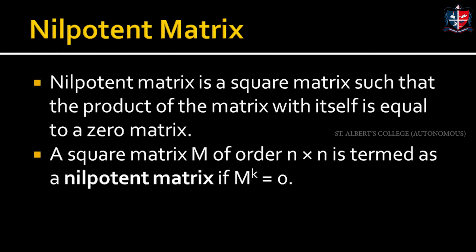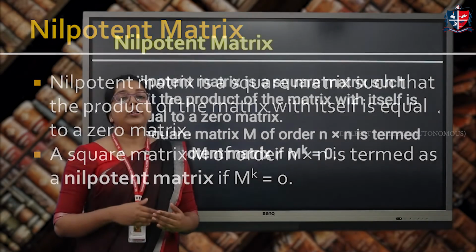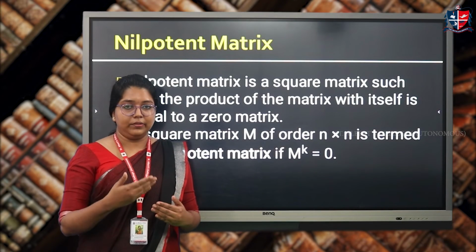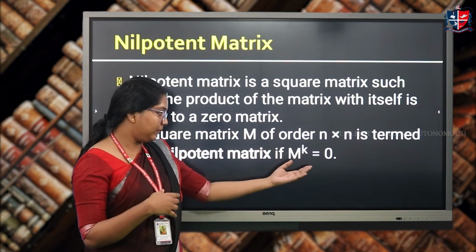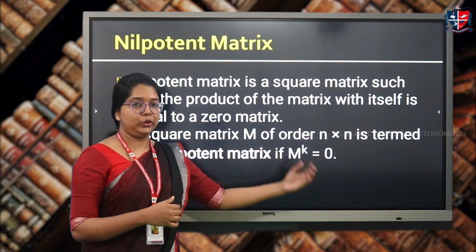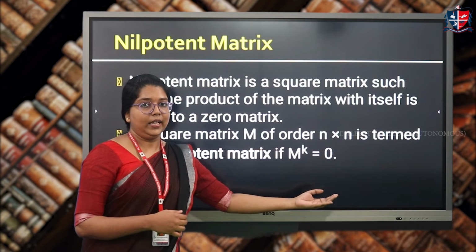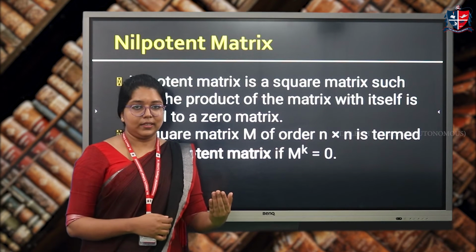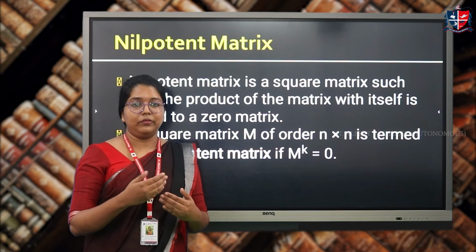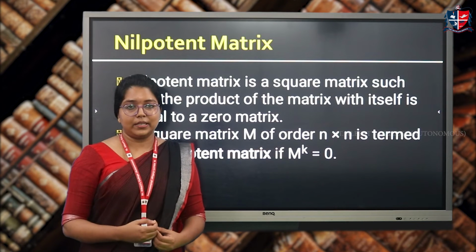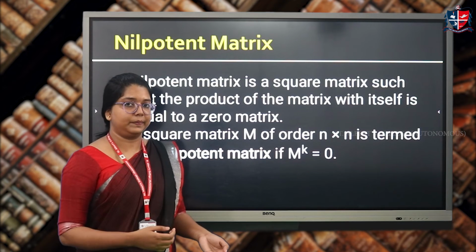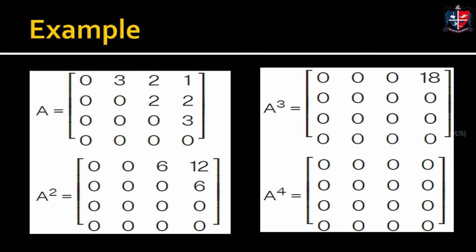The next type of matrix we are going to discuss is the nilpotent matrix. A nilpotent matrix is a square matrix which, upon multiplying with itself, that is, we take a matrix M, then we take M square, M cube, etc., until we get a zero matrix. If we get such a result, that matrix is called a nilpotent matrix. The example can again be done as an exercise by you.